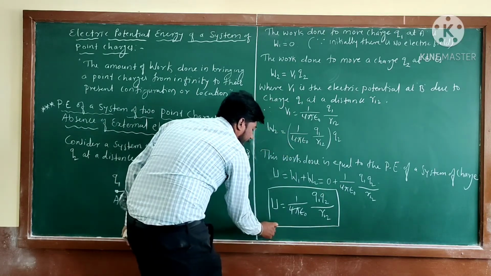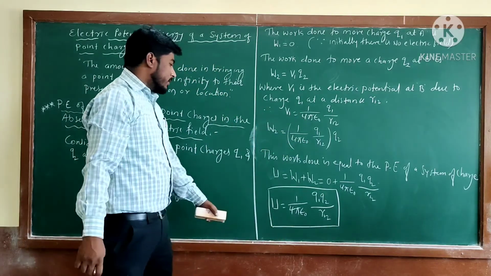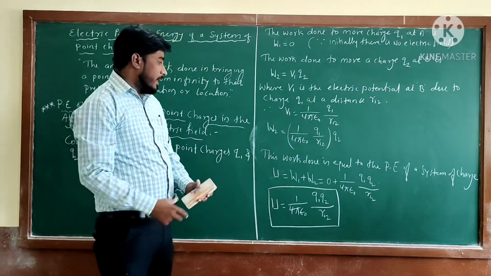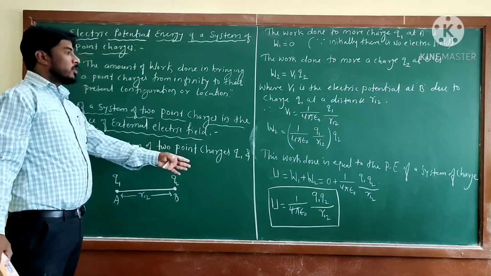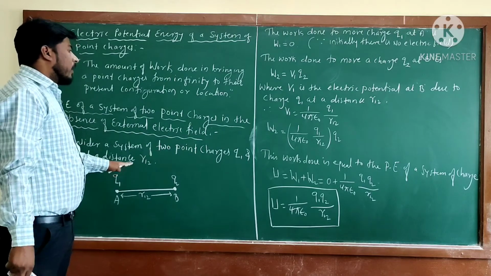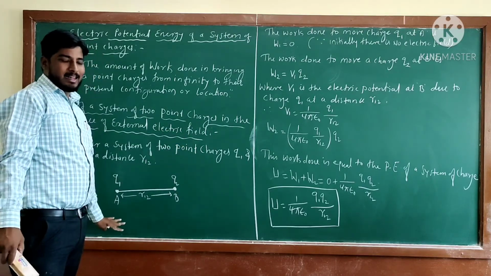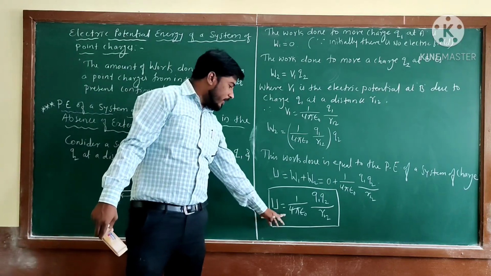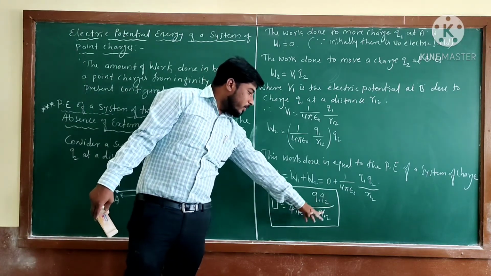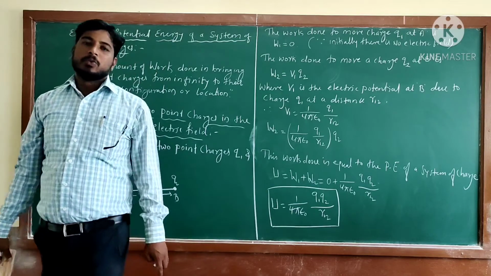Q1 Q2 divided by R12. This is the potential energy of the system of two point charges in the absence of the external electric field. So U is equal to 1 by 4 pi epsilon naught Q1 Q2 divided by R12.